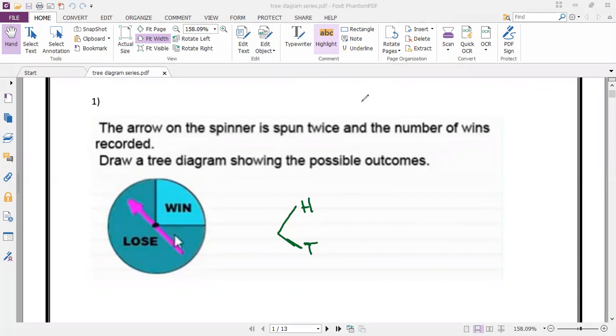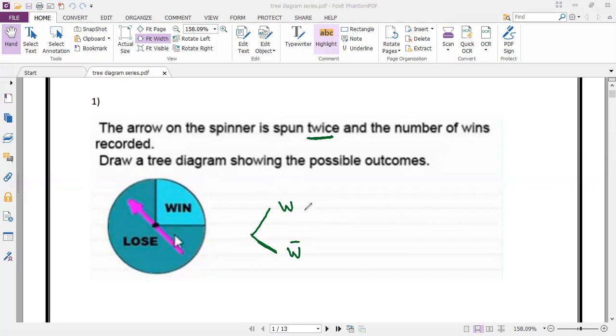Now let's look at this example. The arrow on the spinner is spun twice. We have win and lose, and the number of wins recorded. Draw a tree diagram showing the possible outcomes. So let's have a look at the example again. The spinner is spun twice. For the first spin, we might get win or lose. So we write W or L. Or not winning, we can write W dash, winning or not winning.